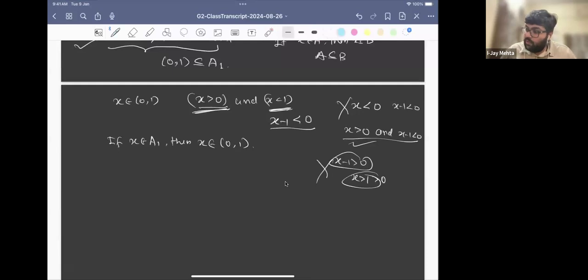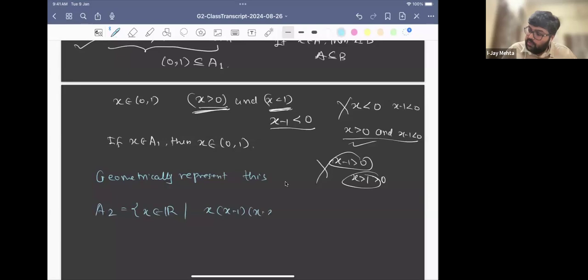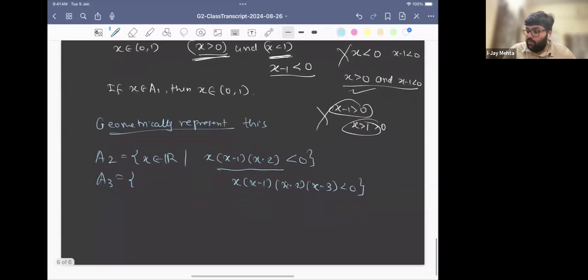What I want you to discuss is to geometrically represent this. What is this set geometrically? This is the interval (0, 1) we got. Now A2 is x in R such that (x minus 1)(x minus 2) is less than 0. And you can write A3 also. You will have three numbers, (x minus 1)(x minus 2)(x minus 3) is less than 0. And you can try to find what the pattern is.